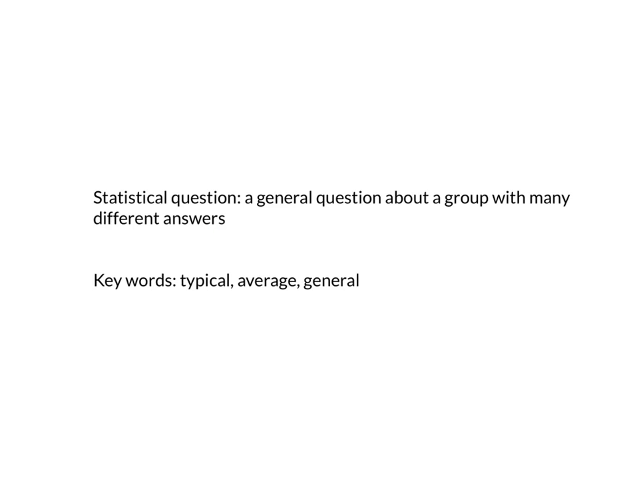So in a statistical question, some key words that often tell you the question is statistical are typical, average, general. Like, what is the typical height of students in our generation? Or what is the average time it takes a person to get to school? Or in general, how many cookies does a person eat after school? These words give you clues that a question is statistical. There are many different answers. Many people will have different responses to statistical questions.